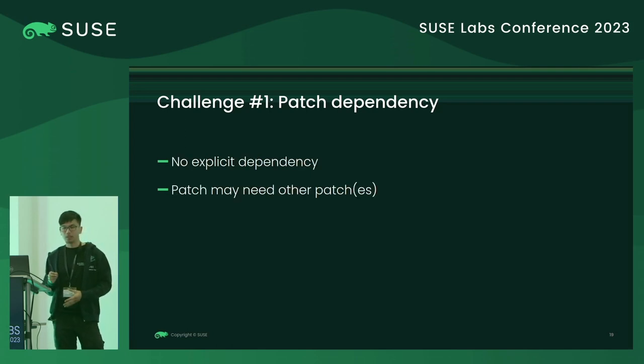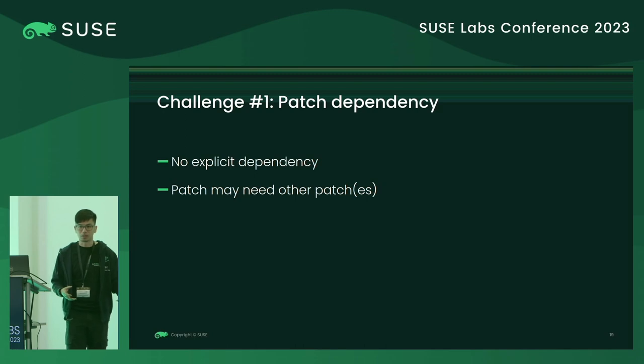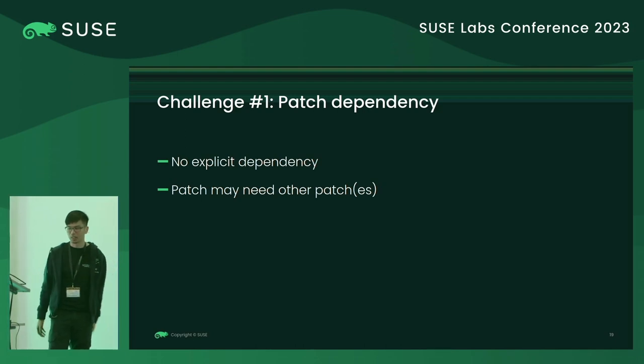The hard thing about backporting is that a commit doesn't have a very explicit dependency. You cannot just look at the commit message and understand what commits come along with it. Furthermore, to complicate the issue, a patch would also need other patches, so it grows exponentially.